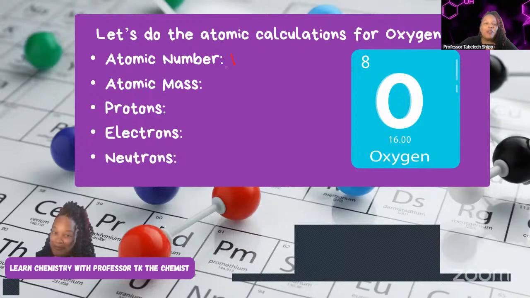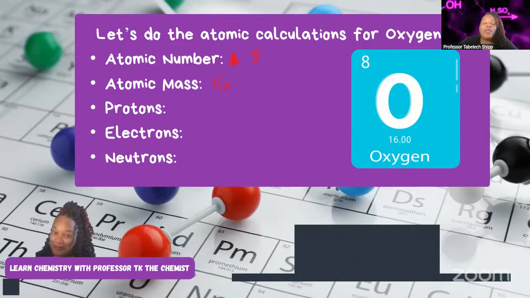Yes, the atomic number is 8. That is correct. 8 is correct. All right, what is the atomic mass number? If you said 16, you are correct.